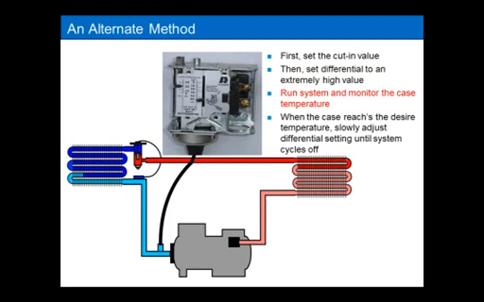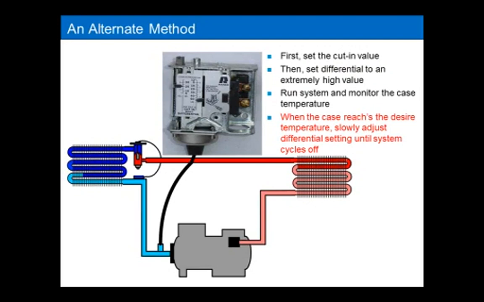Run the system, monitoring the case temperature. When your case temperature gets to the desired case temperature, the lowest case temperature, back off on the differential very slowly. You want to just get that sweet spot where it just clicks off, so be very, very slow and steady. And then when that unit just kicks off, you're done.